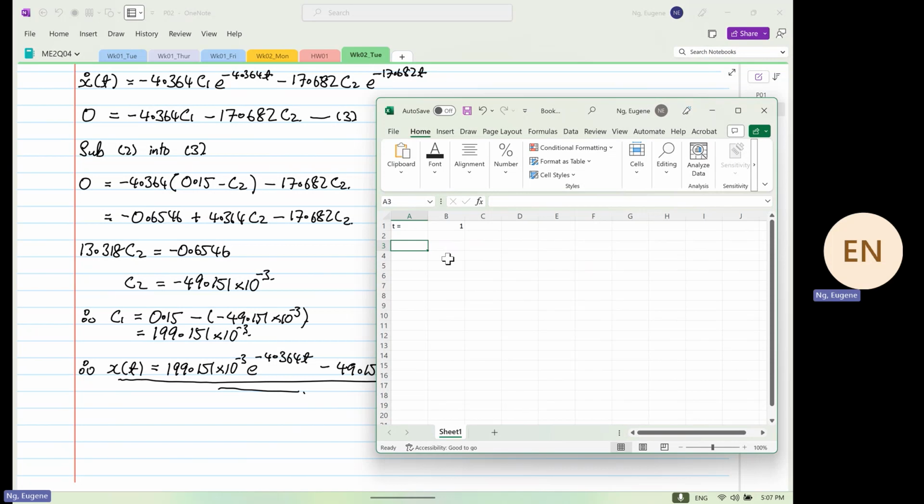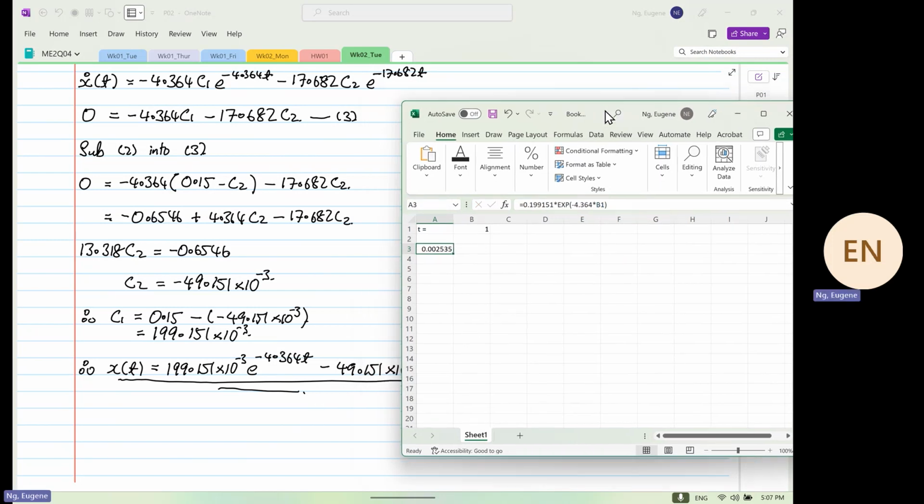Right, so now we key in this function over there. It's equal to 199.151 e to the power minus 3 times. Freaking equal sign, forgot to put. And then exponential bracket, minus 4.364, and then you times by t. So this is your first value.